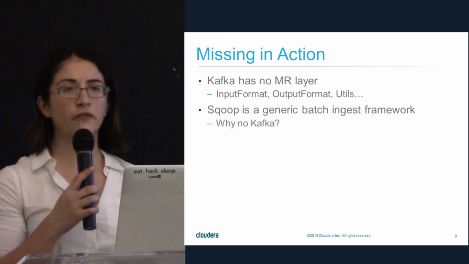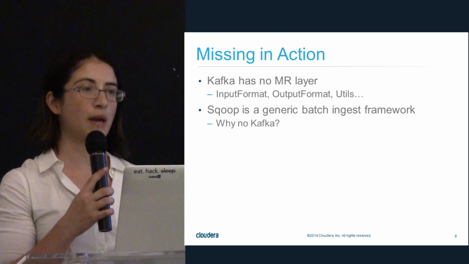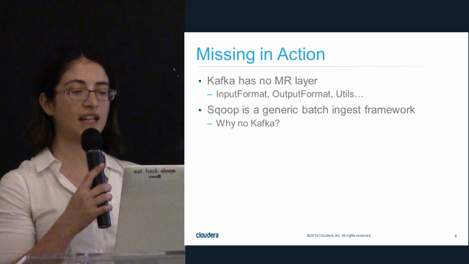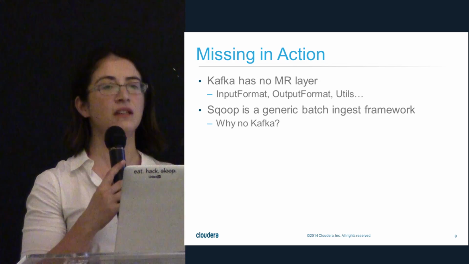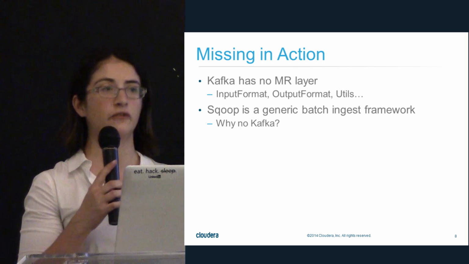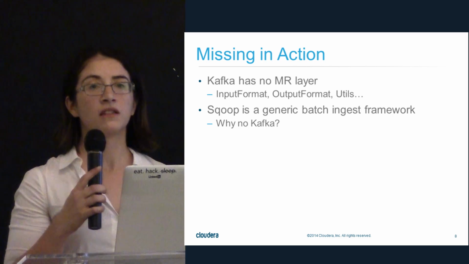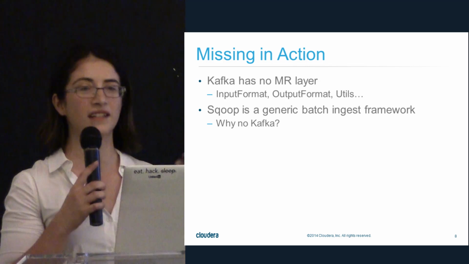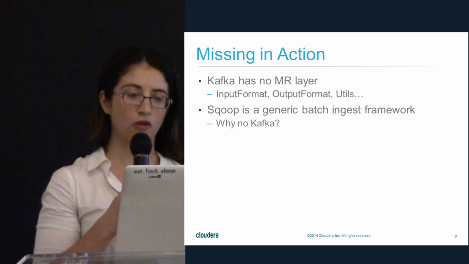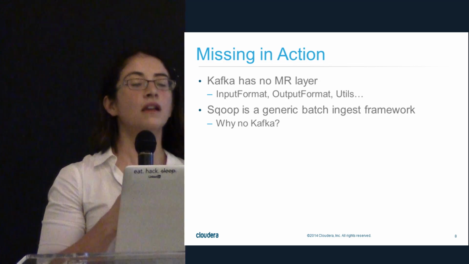Or write your own MapReduce job, which will probably end up being not quite as good as Camus. So we really think that almost every project in the world has MapReduce layers that give you an input format, an output format, and a bunch of utilities, maybe a job you can inherit from, maybe a mapper you can inherit from, things that make your life easier. HBase has it, MongoDB has it, Avro has it, so many projects have it. Why doesn't Kafka have it? Good question. So I think this should go.